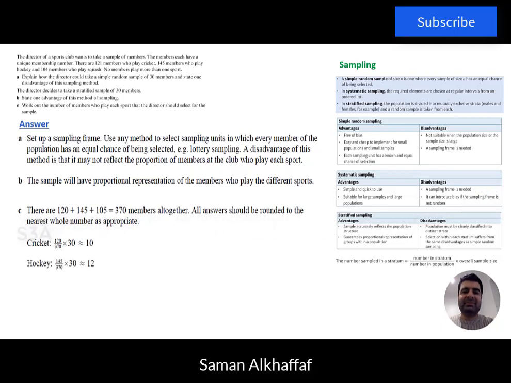For the hockey will be around 145 divided by 370, which is the total, and multiplied by 30, which is the sampling size. That will give us approximately 12. And for squash, we have 105 over 370, which is the total, multiplied by 30, which is the sampling size. That would give us approximately 9. And this will be our answer for this question.